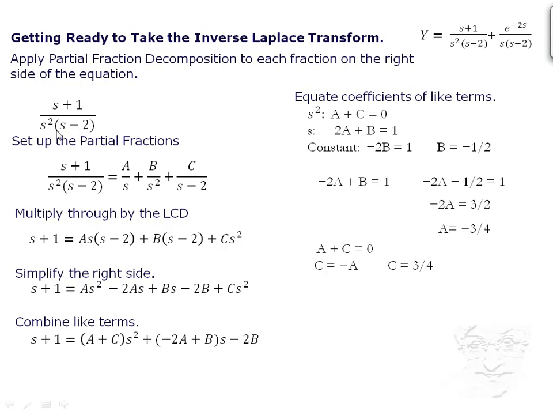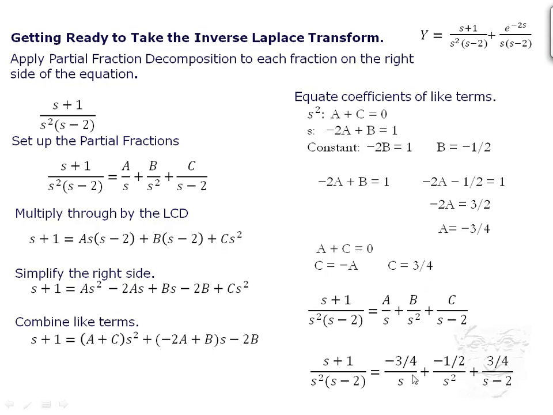So this first fraction, when you break it up into a sum of simpler fractions and solve for a, b, and c, we get a is negative 3/4, b is negative 1/2, c is 3/4. That gives me negative 3/4 over s plus negative 1/2 over s squared plus 3/4 over s minus 2 is equal to s plus 1 over s squared times s minus 2. Okay, so now let's look at our second fraction and do the same thing.